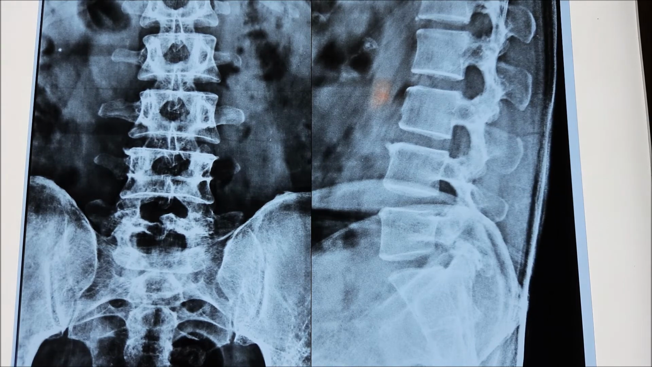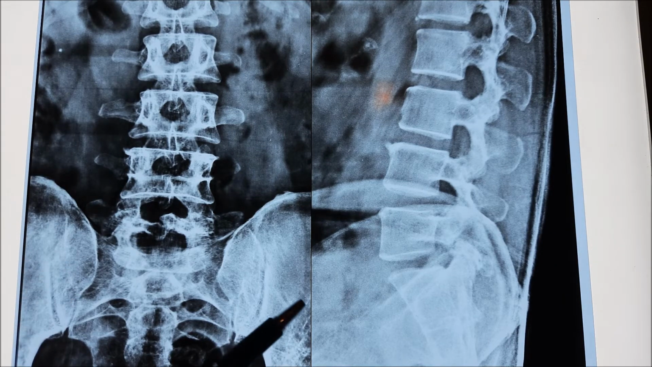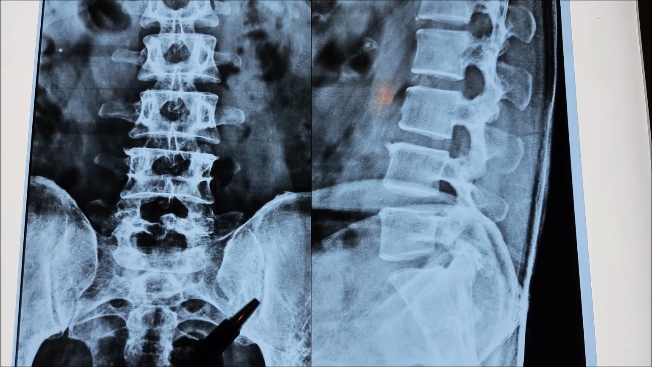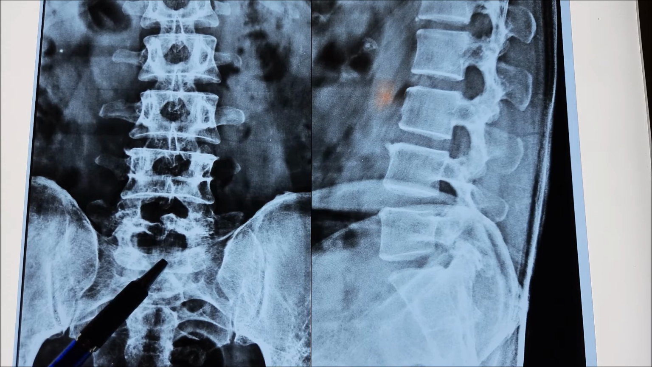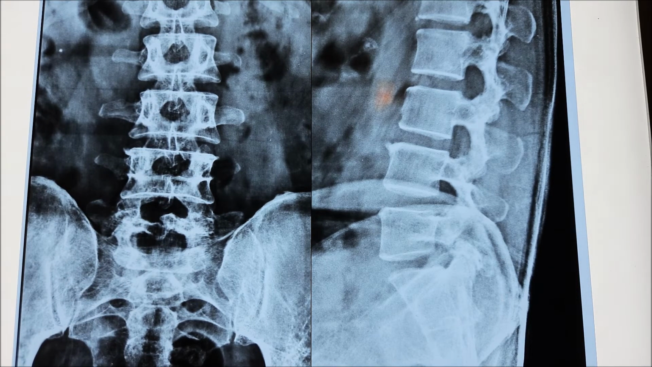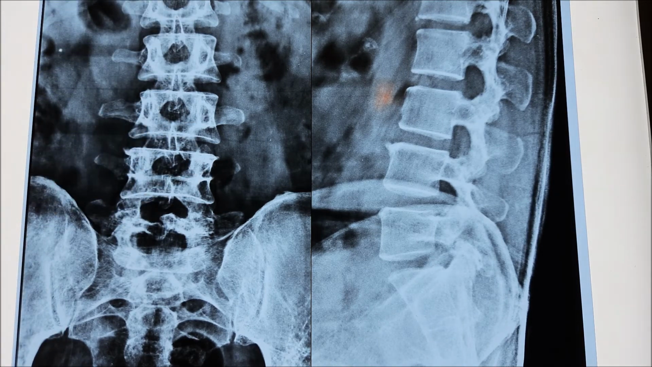Now slowly we'll move to the AP view. We are seeing the AP view. We can see both the sides the sacrum, we can see on both the sides the SI joints. This is the sacrum, and both the sides is the pelvis. This is the SI joint. You can see the L5 vertebra, you can see the L4, L3, and so on. You can see the ribs. Now we'll see, is there any pathology in this particular region or not.